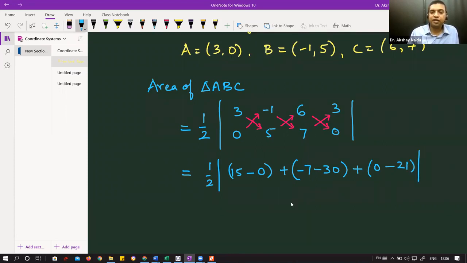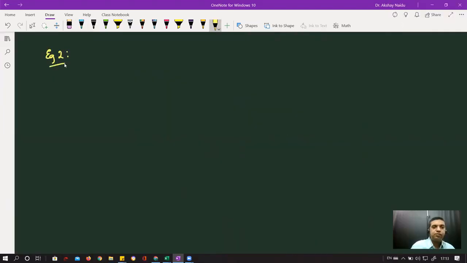So now when you calculate, you get plus 15 and minus 30 becomes minus 15. Now you have minus 15 minus 7 is minus 22. Minus 22 minus 21 is minus 43. But remember, it is modulus because area cannot be negative. So you get 43 by 2 square units. All right, it is square.